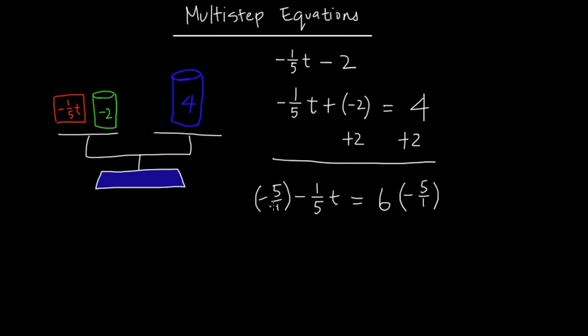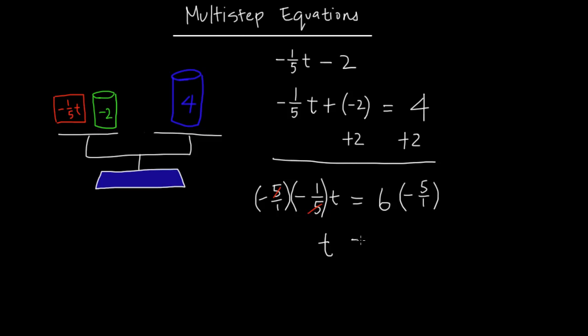Because when we multiply negative 5 over 1 times negative 1 over 5, we are going to get 1. Because just like we talked about in class, a negative times a negative is going to be a positive. But let's go ahead and simplify this. 5 times 1 is 5 and 1 times 5 is 5, so those two simplify, and what we end up with is 1t on one side.